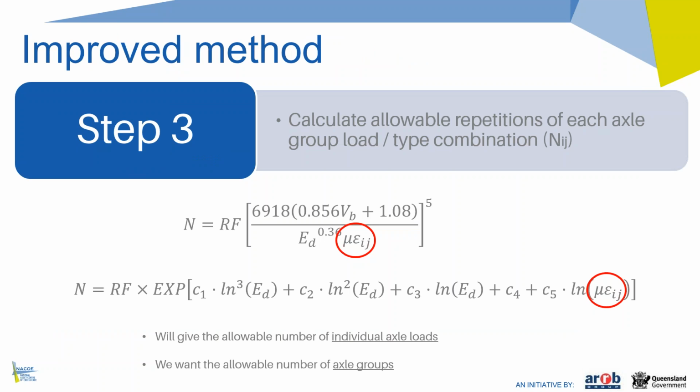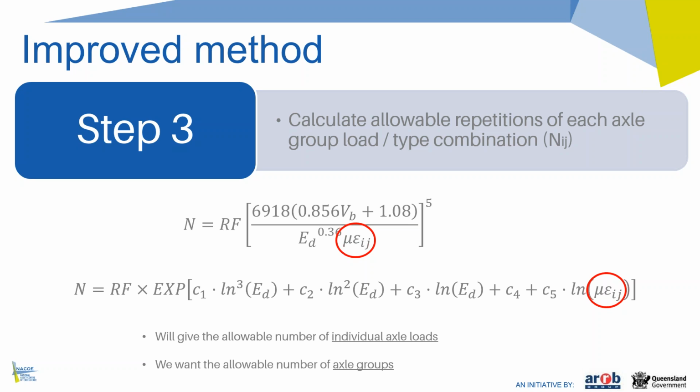So step 3, calculate the allowable repetitions of each axle group type and for each load combination. So that simply just means for each of those strains that we calculated on the previous page. That could be done either using the Shell relationship or the mix-specific relationship that Eric covered.